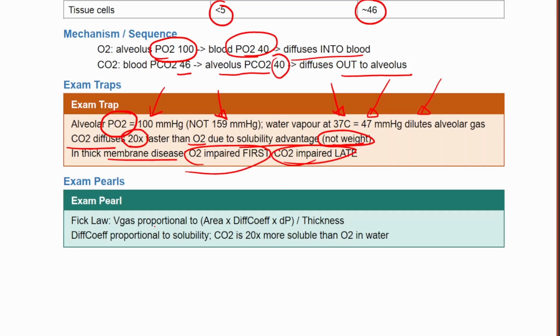Fick's law states that V gas is proportional to area times diffusion coefficient times partial pressure difference, all divided by thickness. Diffusion coefficient is directly proportional to solubility. Carbon dioxide is 20 times more soluble than oxygen in water, so it easily bypasses modest drops in its pressure gradient.